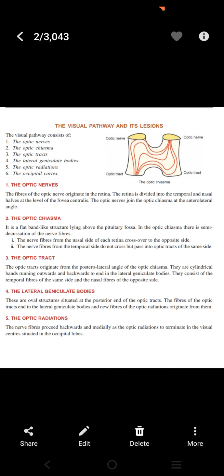Number 5. The optic radiations. The nerve fibers proceed backwards and medially as the optic radiations to terminate in the visual centers situated in the occipital lobes. Number 6. The occipital cortex. It is situated above and below the calcarine fissure in the occipital lobes, extending up to the occipital pole.